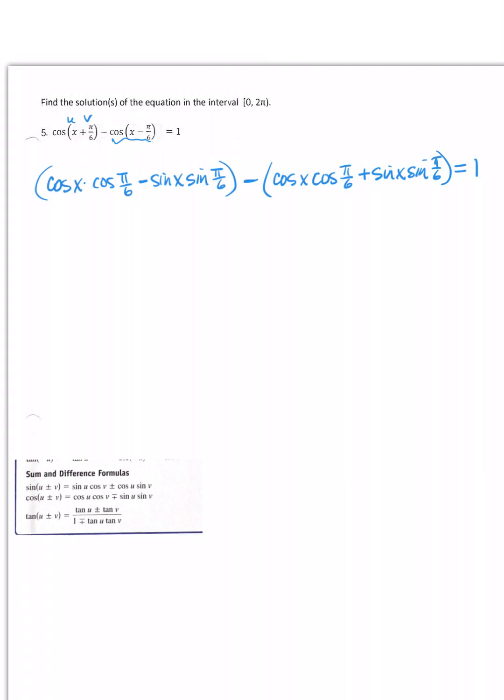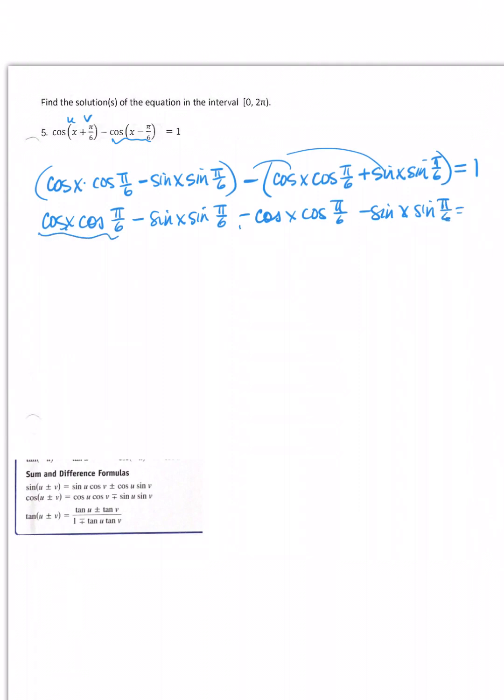Let's notice some things here. When I distribute my negative across both terms, hopefully something's going to fall out and make this a little simpler. Well, look at that. This and this are going to cancel one another out, right? And notice these two are pretty much the same, aren't they? And I can combine them. So I mean negative 2 sine x times the sine of pi over 6.